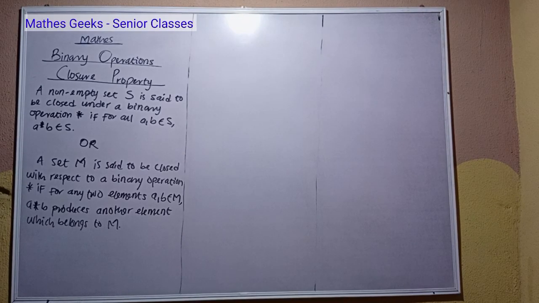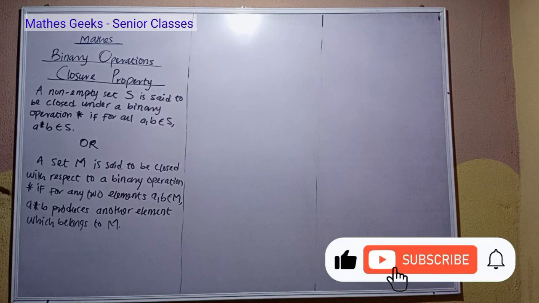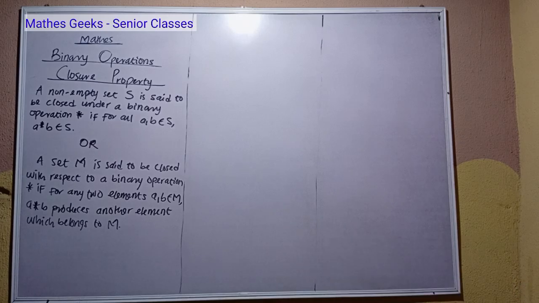Binary operations, the closure property. The closure property is among other properties of binary operations, such as the distributive property, associative property, commutative property, inverse property, identity property. So let's look at the closure property.